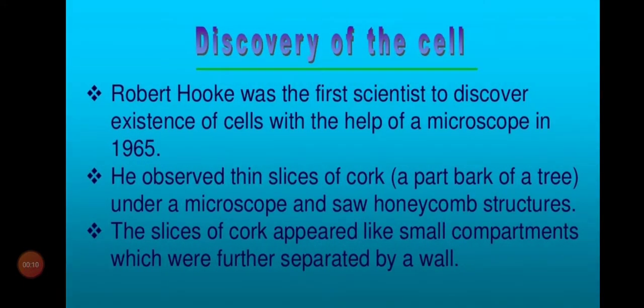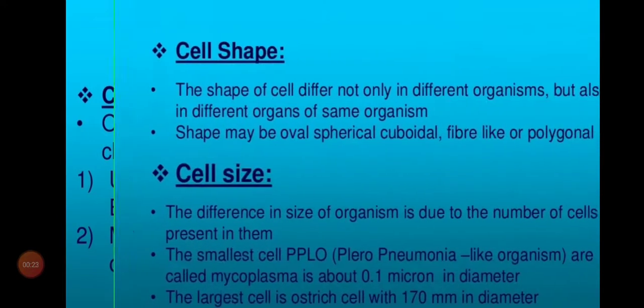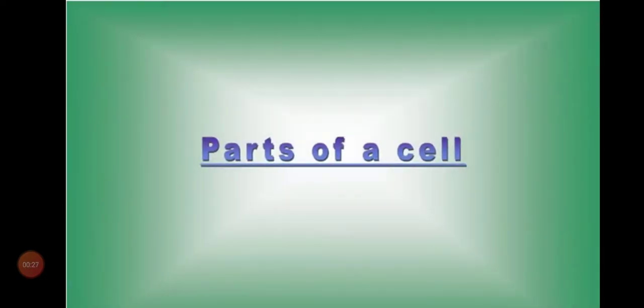Last class, we learned about cell theory and the discovery of the cell. Who discovered the cell? Robert Hooke, in the year 1665. And what is the variation in cell number, shape and size? We have learned about the shape of the cell and cell size also. Now in this class, we are going to learn about the parts of a cell.